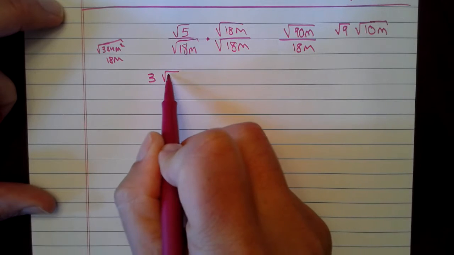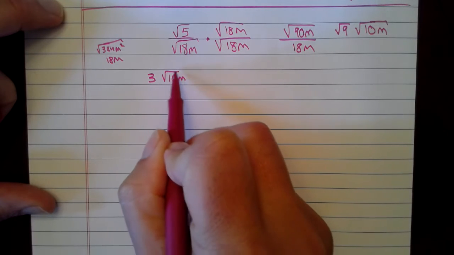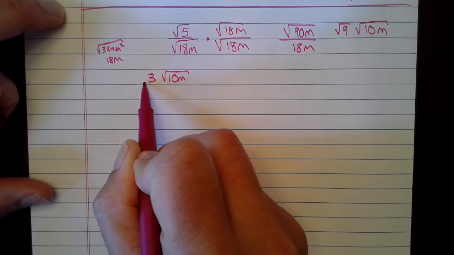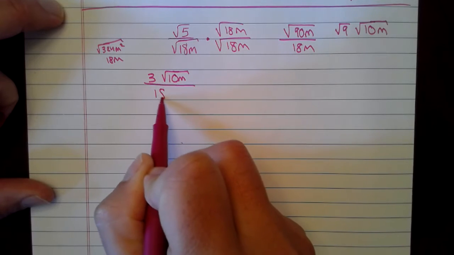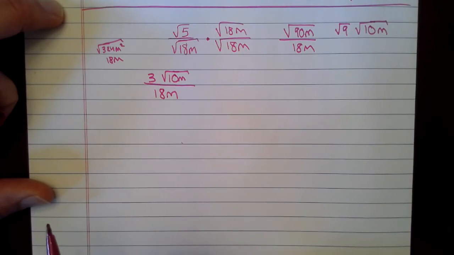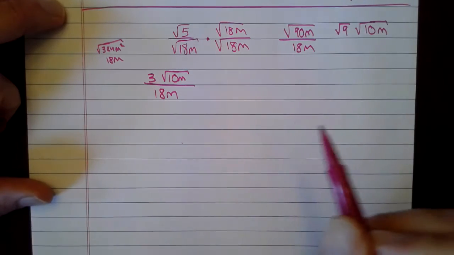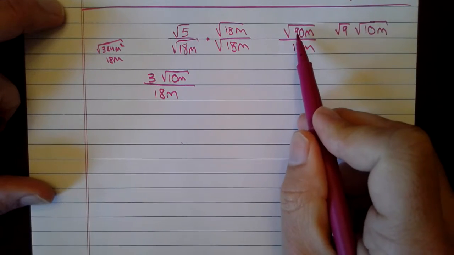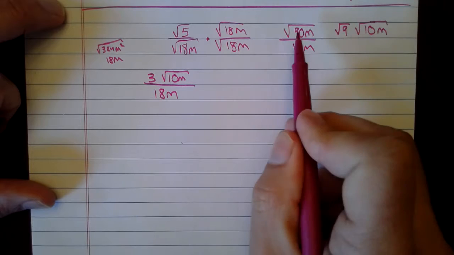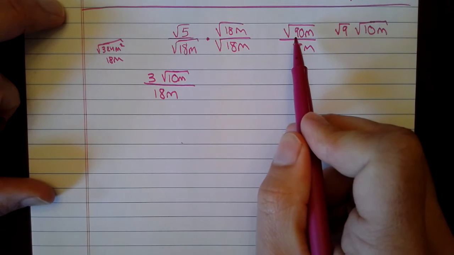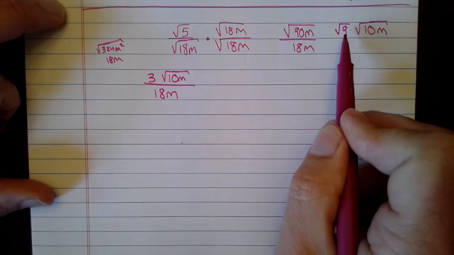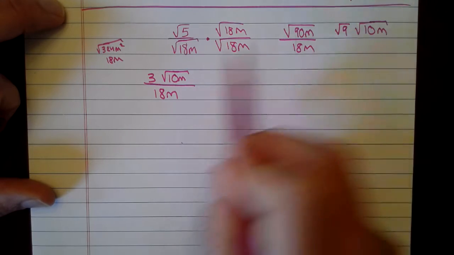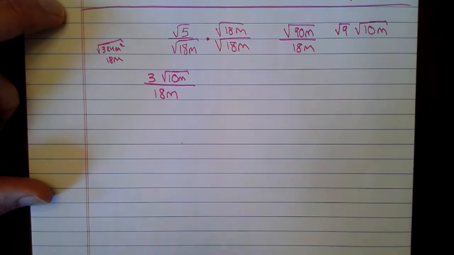I have root 10m, all of that over 18m. All right. So what I did was I had to then simplify. Once I multiplied my 5 and my 18, I got 90. And that can be simplified by breaking down into root 9 and root 10. Root 9 is 3. Root 10m stays root 10m.